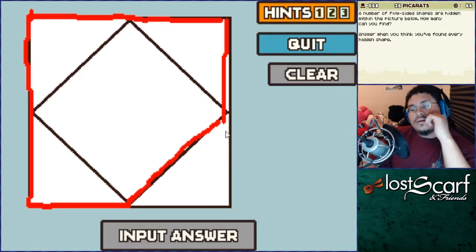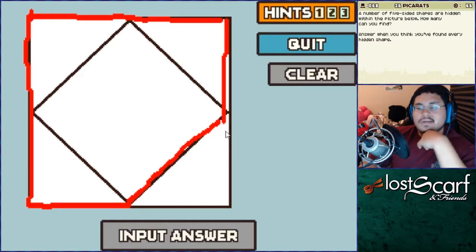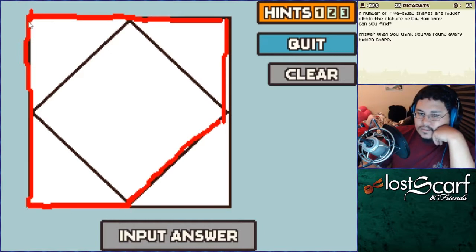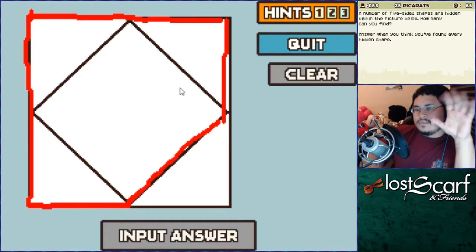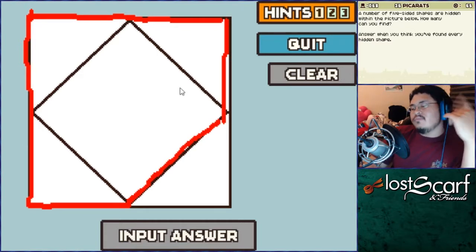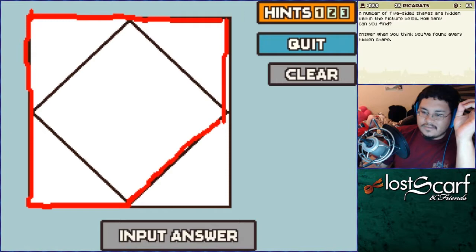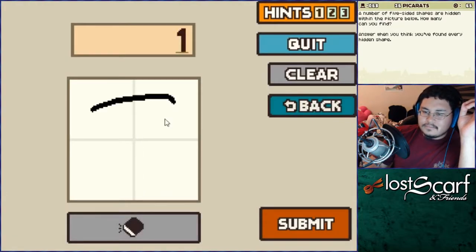Oh, okay. There it is, right there. Here's the other pentagon, right here. 1, 2, 3, 4, 5. So there's obviously 4 of each of those. I mean, 4 of those. So that's where the 12 is. So there it is. 12. There we go.